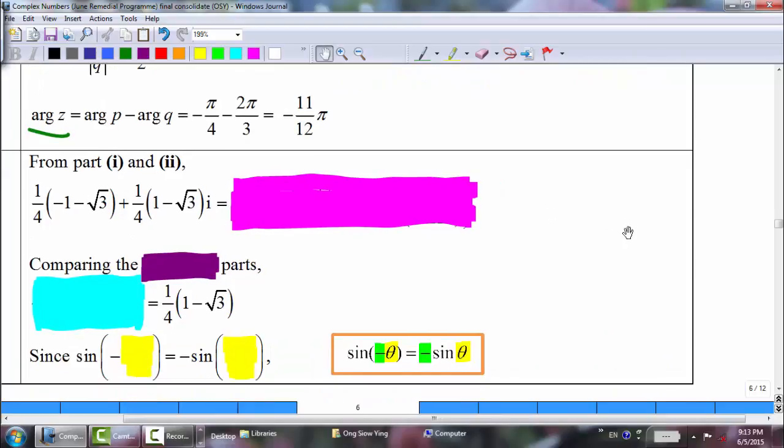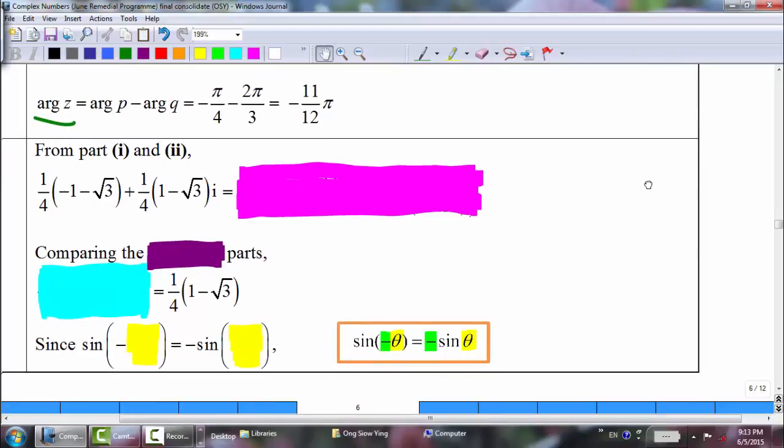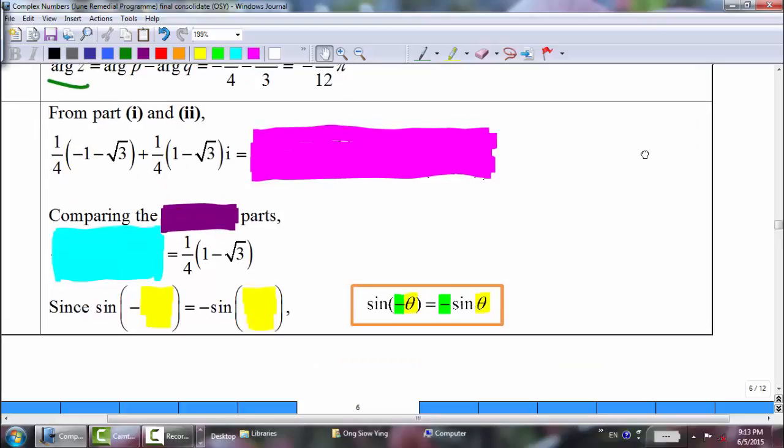All right, look at the last part of the question. The last part of the question, they ask you to show a result, okay? They ask you to show that sine of 11 pi by 12 is equal to square root 6 minus square root 2 over 4. Okay, this is what you need to show.